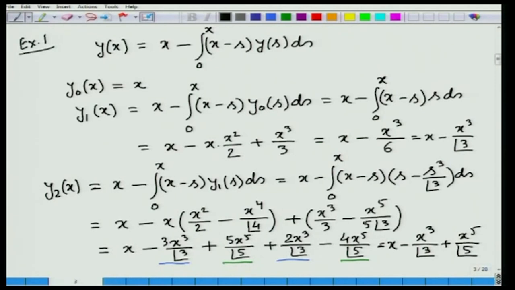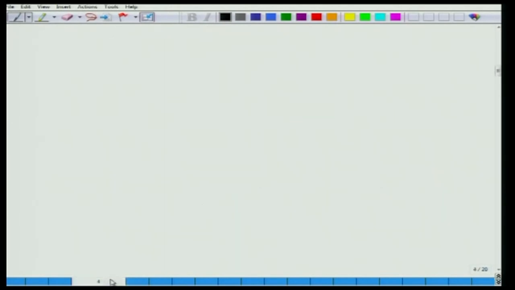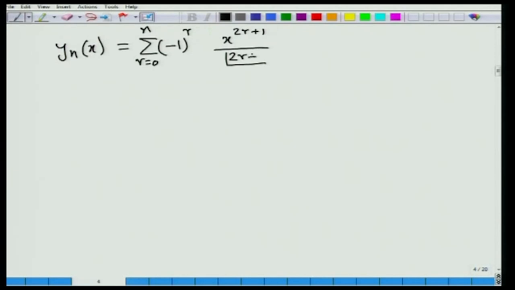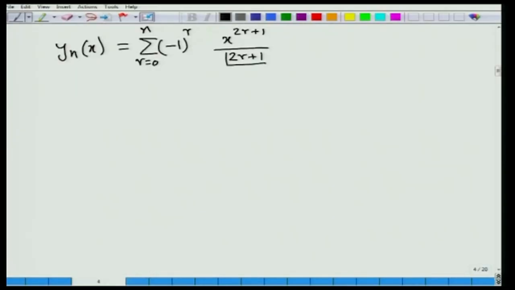So, that can be understood from this second iteration for y 2 x. Now look at the expressions: y 0 x equal to x, y 1 x equal to x minus x cube by factorial 3, y 2 x is x minus x cube by factorial 3 plus x to the power 5 by factorial 5. So, now we can write the general term for this iteration, that is y n x, equal to sigma r running from 0 to n of minus 1 whole to the power r times x to the power 2r plus 1 divided by factorial 2r plus 1. You can easily verify that whenever r equal to 0 only, so that means we are considering n equal to 0, substituting here, you can find this is equal to x, and similarly, you will be having all other expressions that can be easily verified.